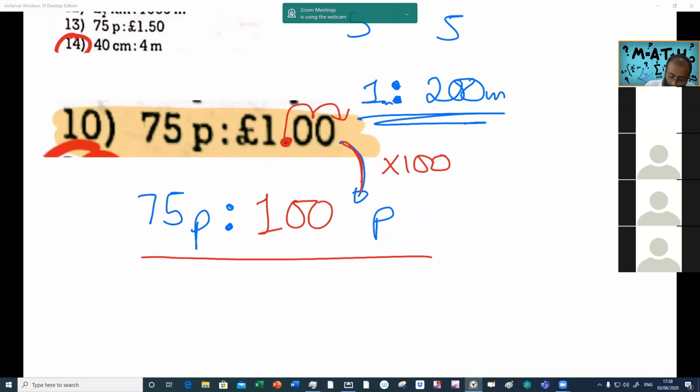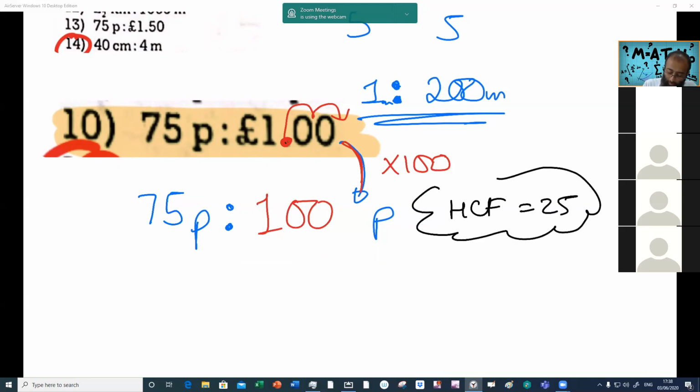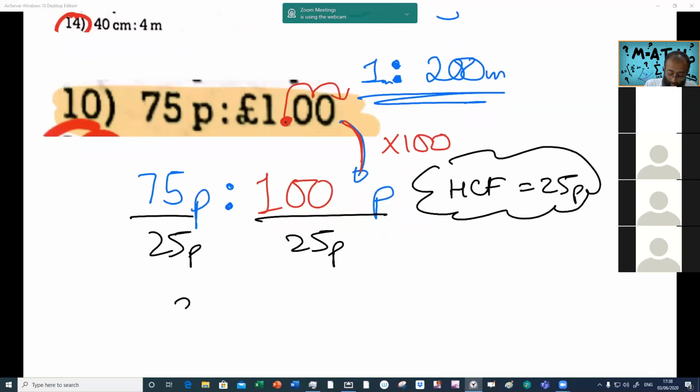The biggest number they can both divide by is 25p. That's the highest common factor, yeah? Yeah, the highest common factor is 25p. And then 25p into 75 is going to be 3, and 25p into 100 is going to be 4. So therefore your answer is 3 to 4. Yeah, 3 ratio 4. That's absolutely fantastic. Thank you very much for that, Hashim. You've done that question completely properly, as a mathematician.